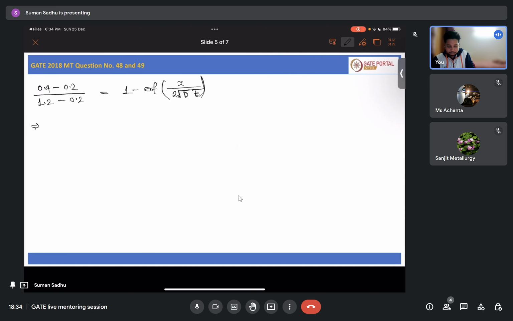So now this side is coming 0.4 minus 0.2 by 1.2 minus 0.2, that is 0.2 by 1, is equal to 1 minus error function of x by 2 root over of Dt. So the error function of x by 2 root Dt is equal to 0.8, right?